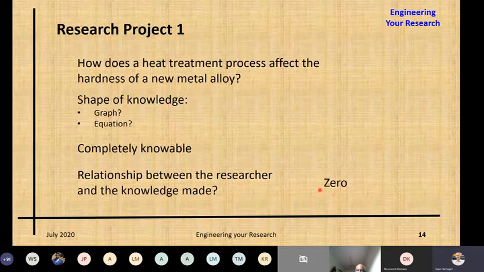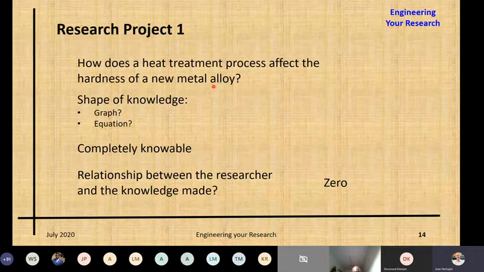Now, Desmond introduced me earlier today, so I'm going to pick on Desmond. If both Desmond and I are doing this piece of research, then the graph that we are going to produce is going to be the same. It doesn't matter if I did it or if Desmond did it. There's no difference between the knowledge that we make and who we are. So there's zero relationship between the researcher and the knowledge that we make.